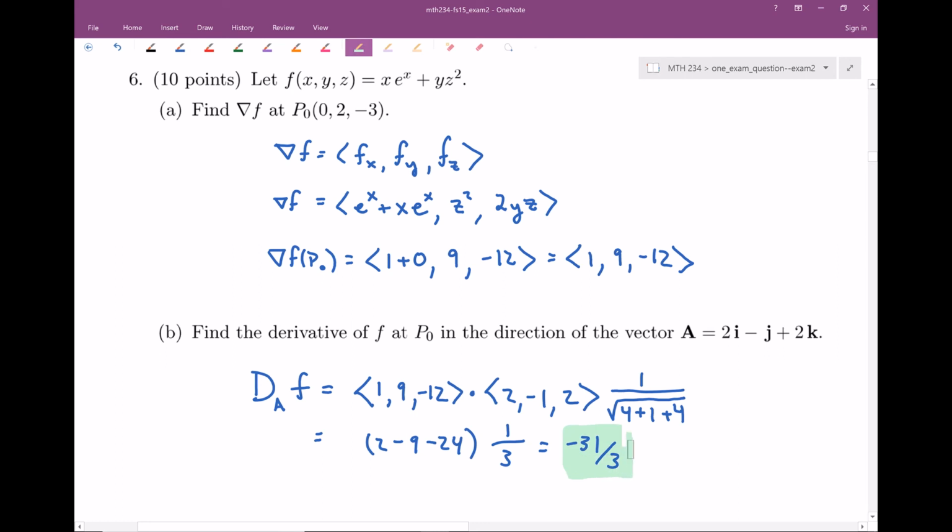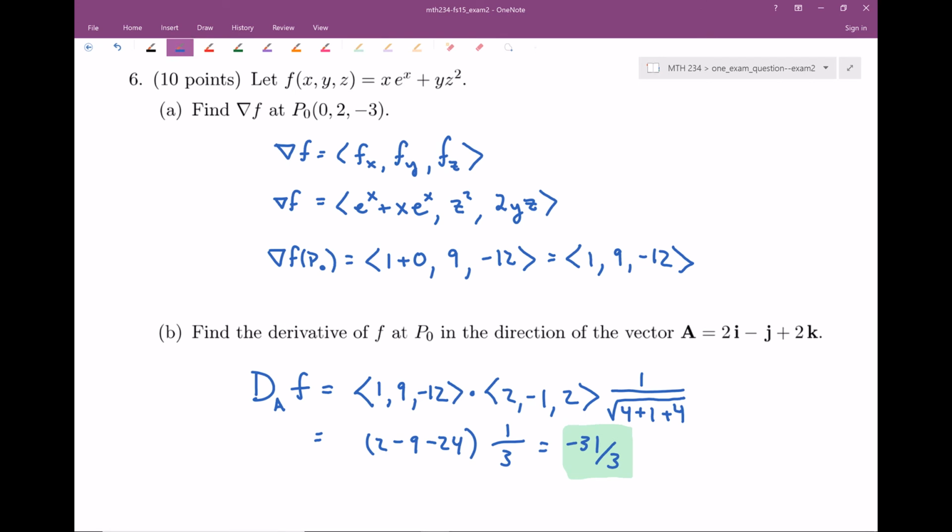So we could also get like an interpret your answer sort of deal, right? So if you take a tiny step in this direction of a, the idea is that we are decreasing by around 10, right? So this 30/3 would be around 10. So this is quite the decrease there.